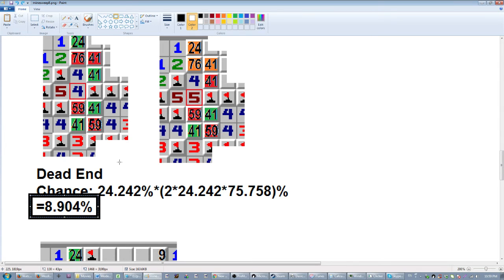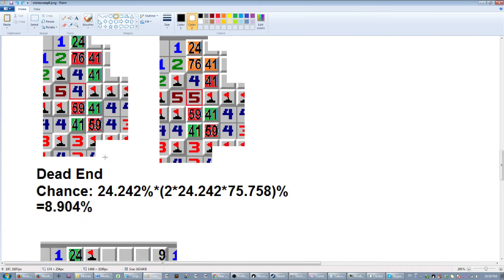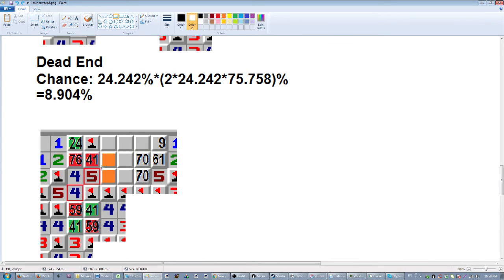8.904%. That's pretty good. You have like a 91% chance of solving a bit more than what you have here. That is, if you don't get a 5, that is, you get a 4 or a 6, then this could be both a mine or both not a mine.